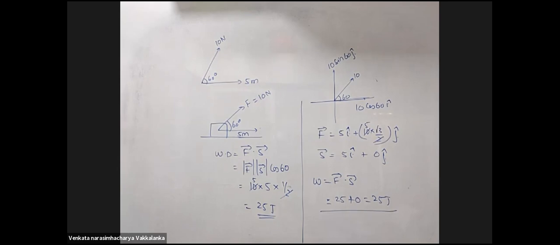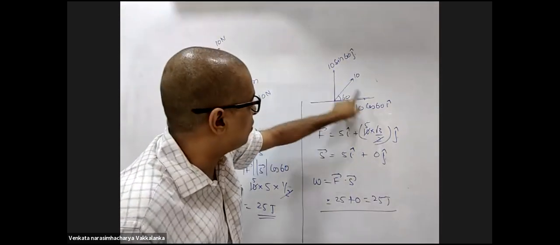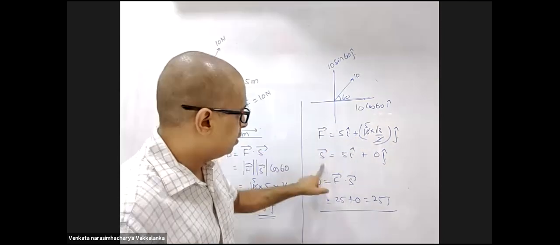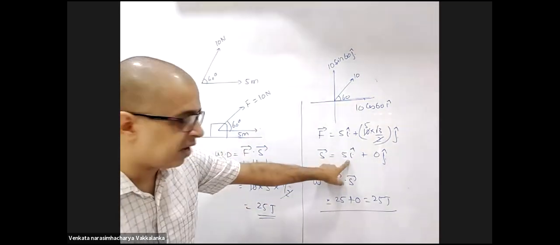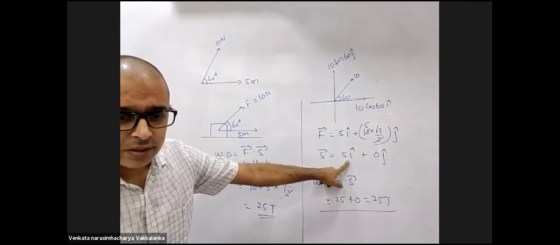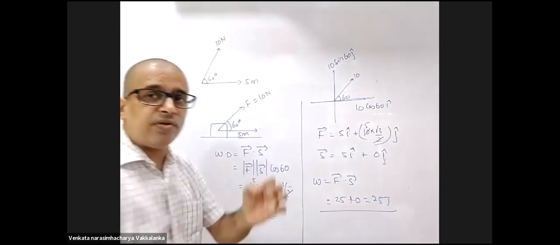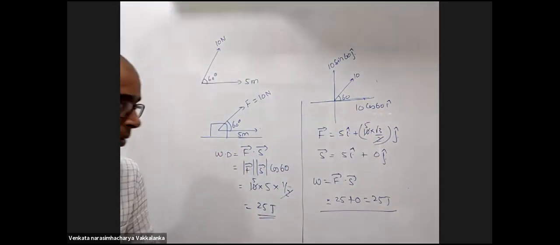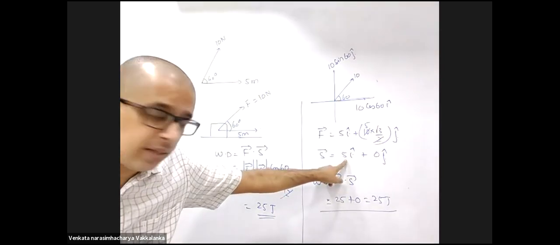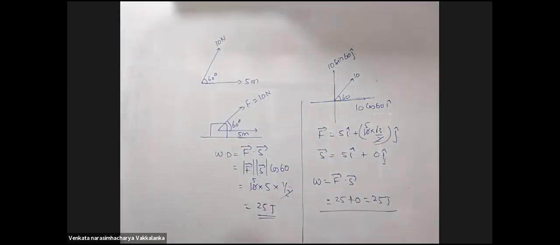Sir, the second one we did by which method? We just now learned that, till now whatever we learned, that's what we have applied there. If you are given in I cap, J cap, K cap, how will you do the dot product? So I converted the force in terms of I cap and J cap. Displacement I wrote in terms of I cap, 5 I cap. If I cap, J cap, K cap is given, how do you take the dot product? Multiply the coefficients of I, coefficients of J, and then K.